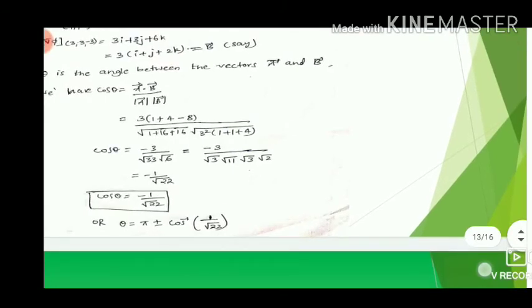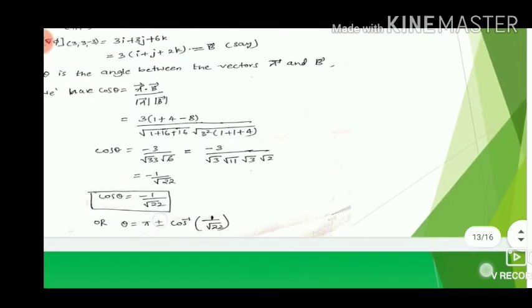So we define theta equal to pi plus or minus. If you write pi plus, it will go to the third quadrant. If you write pi minus, it will come to the second quadrant. So theta is pi plus or minus cos inverse of 1 by root 22.